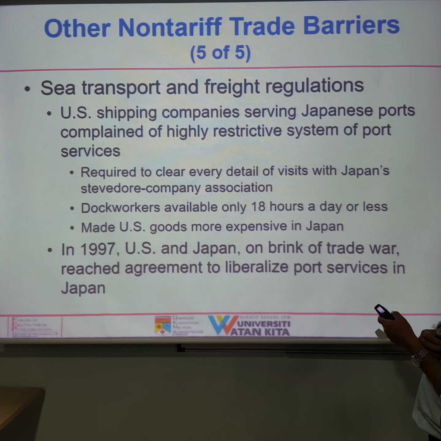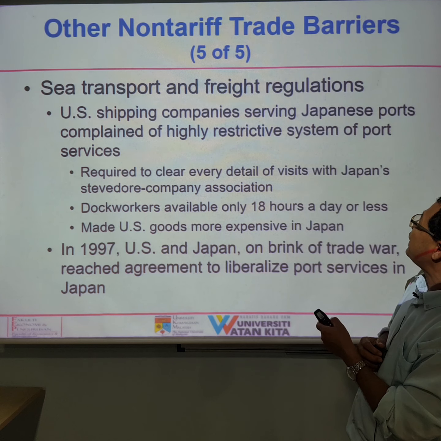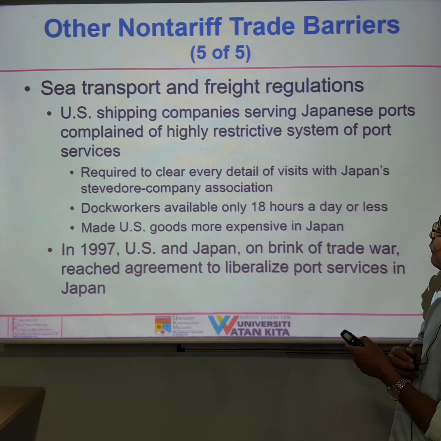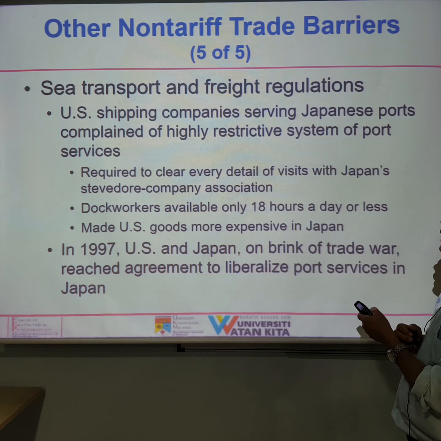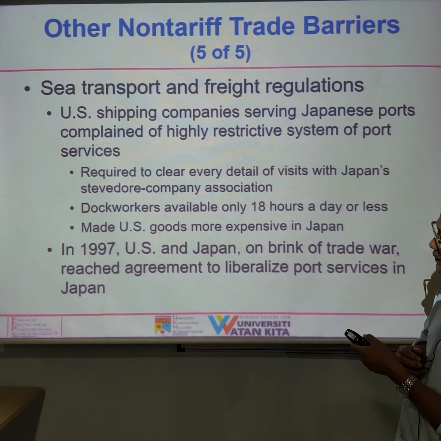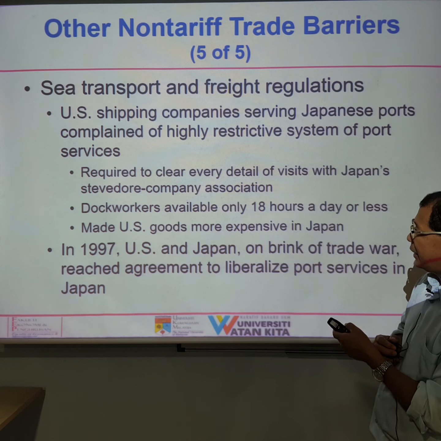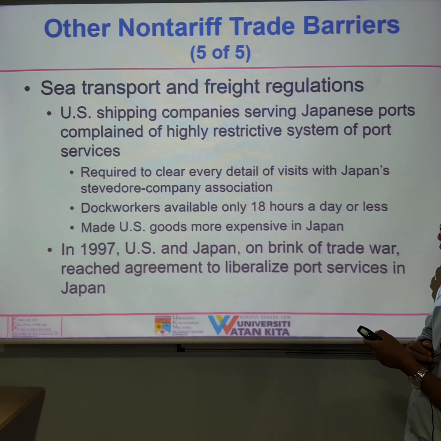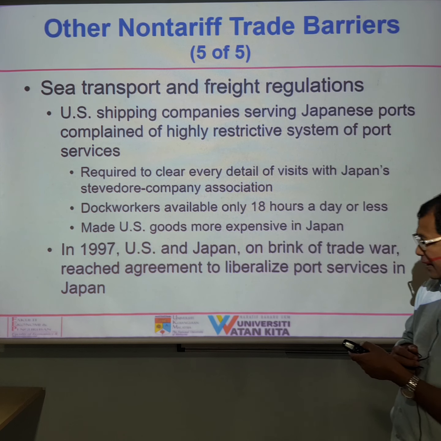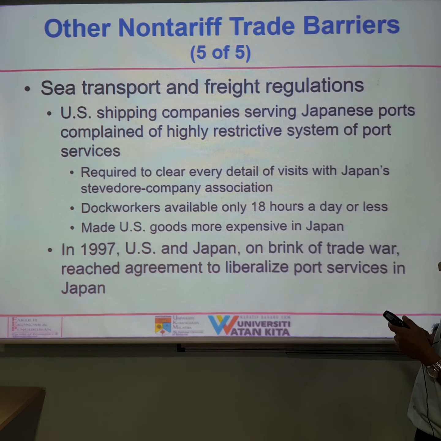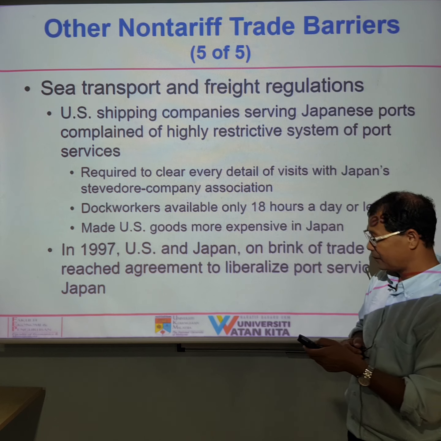Sea transport and freight regulations. U.S. shipping companies serving Japanese ports complain of a highly restrictive system of port services, required to clear every detail of visits with Japan's stevedore company. Dock workers were available only 18 hours, which made U.S. goods more expensive in Japan. In 1997, the U.S. and Japan, on the brink of a trade war, reached an agreement to liberalize port services.